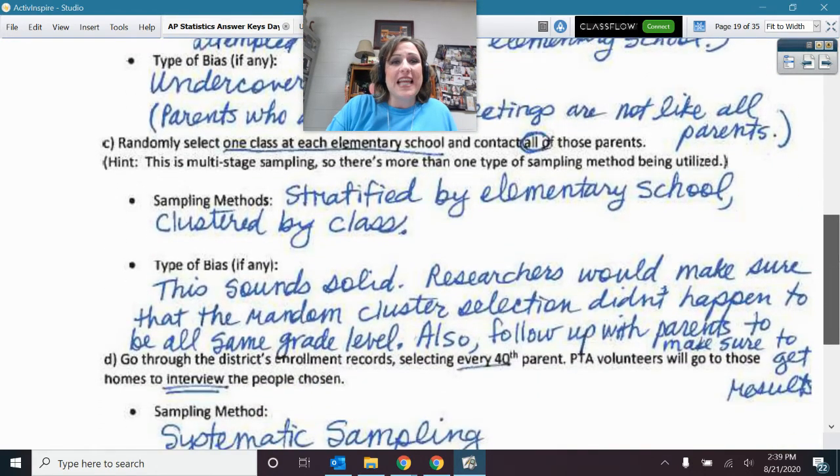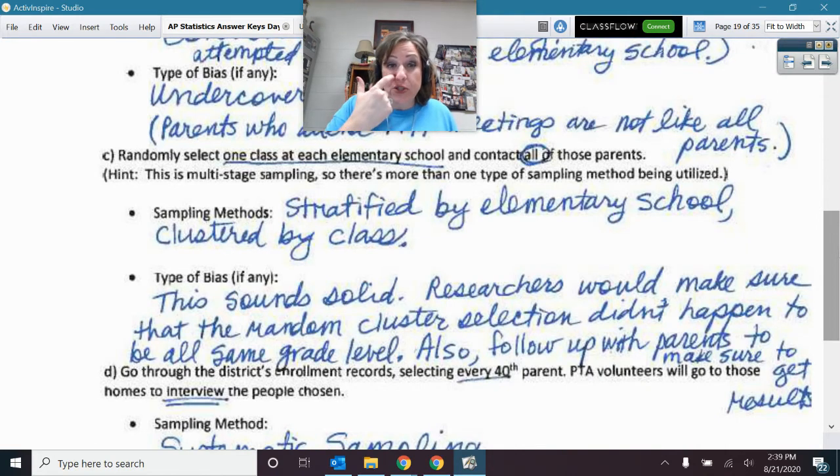Here, randomly select one class at each elementary school. I like this one. I did give you a hint that this was a multi-stage sampling, and I don't think I put that on a quiz where you have to deal with the multi-stage. By doing one class from each elementary school, that's stratifying by elementary and getting some of each. Stratify, homogeneous by elementary school.